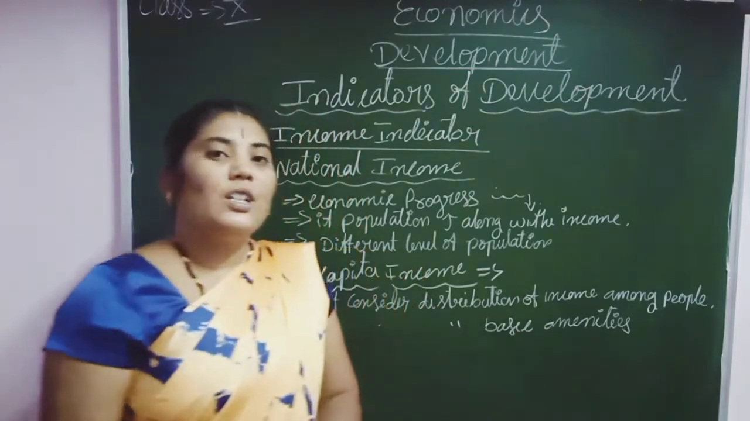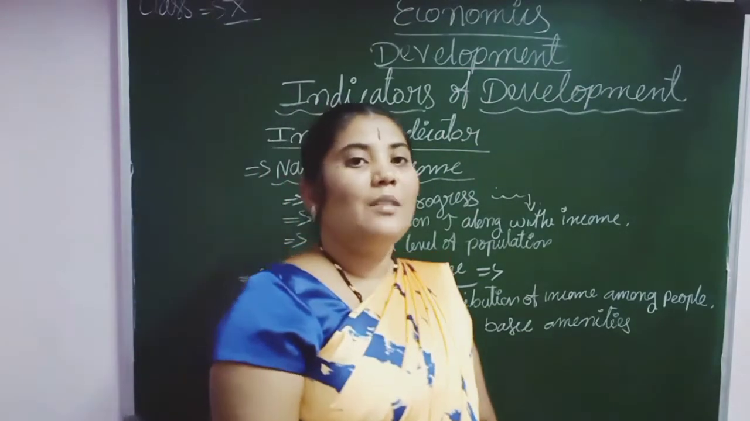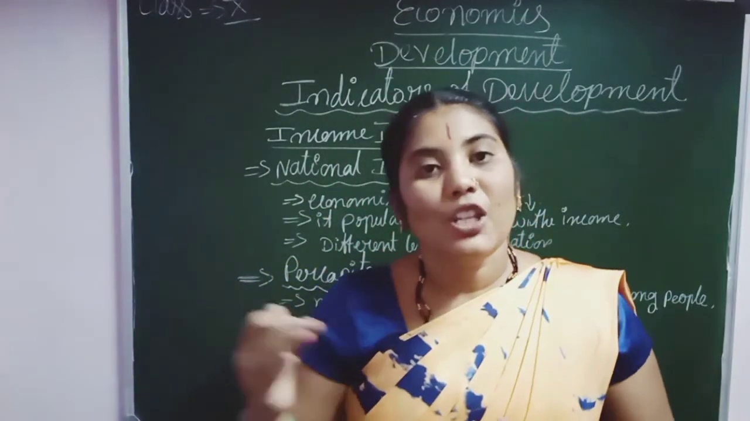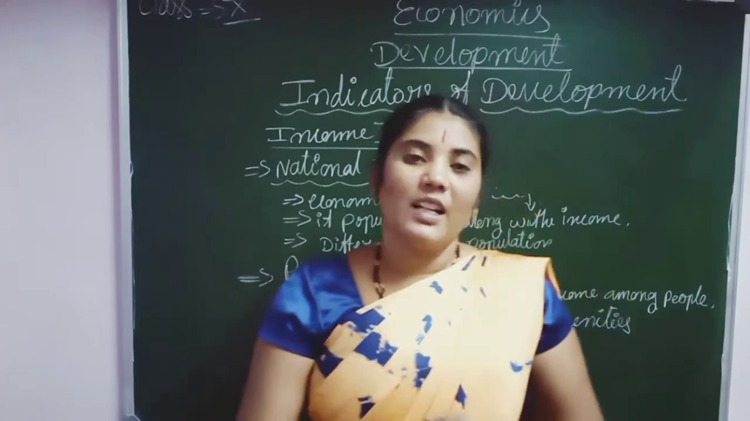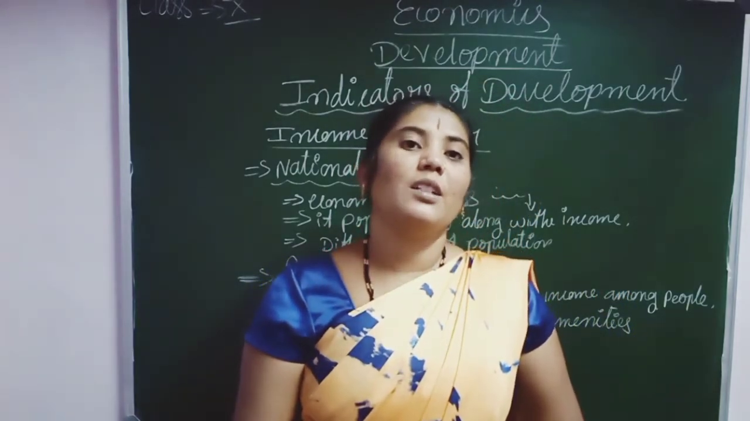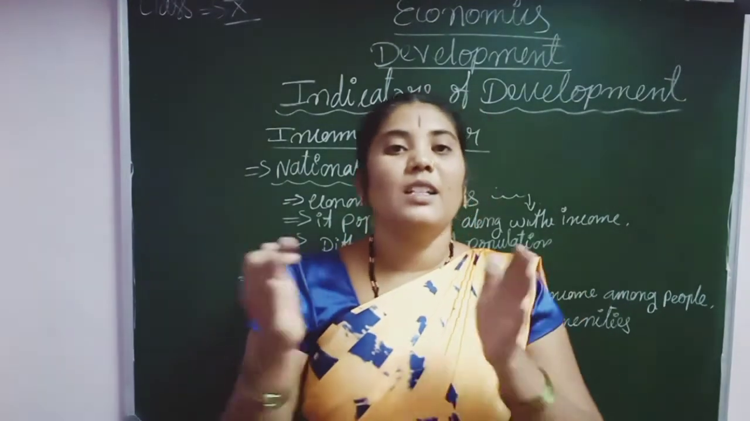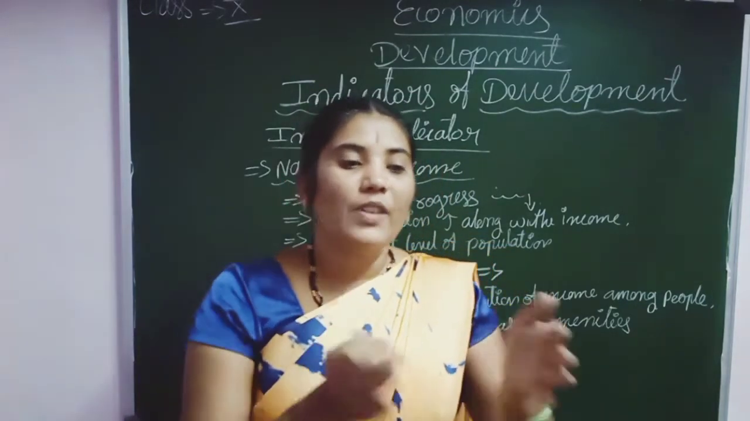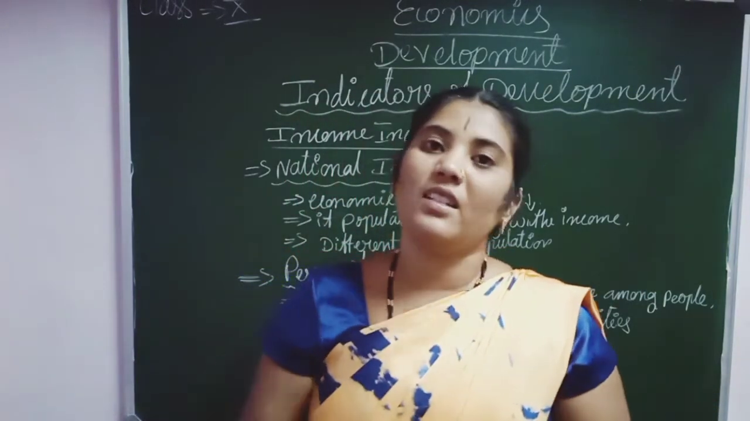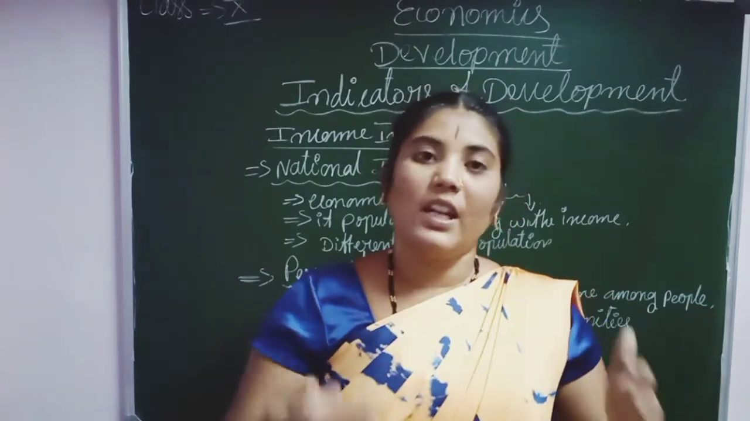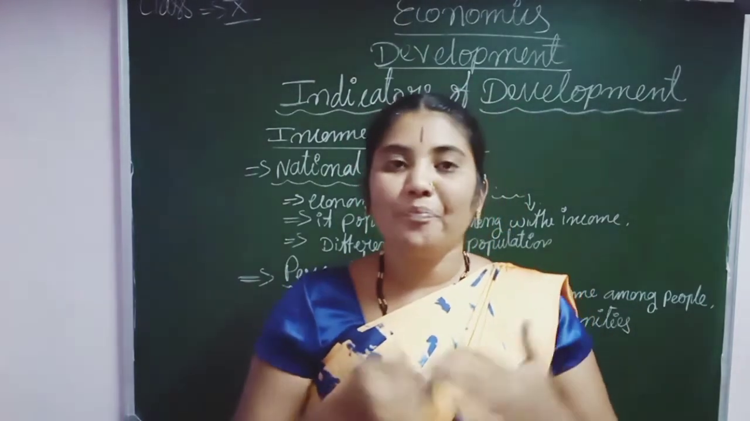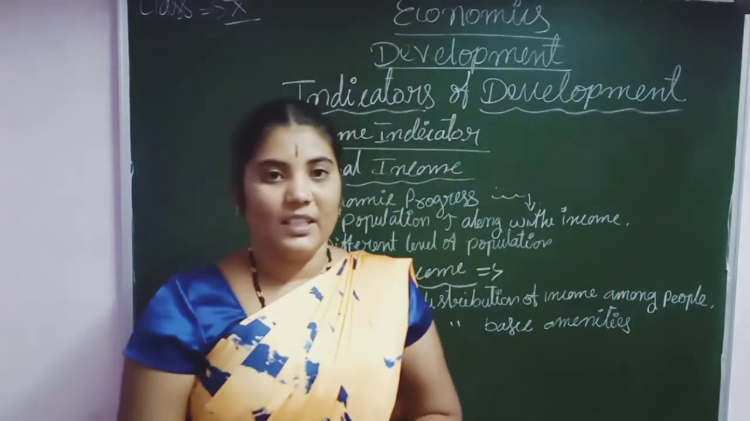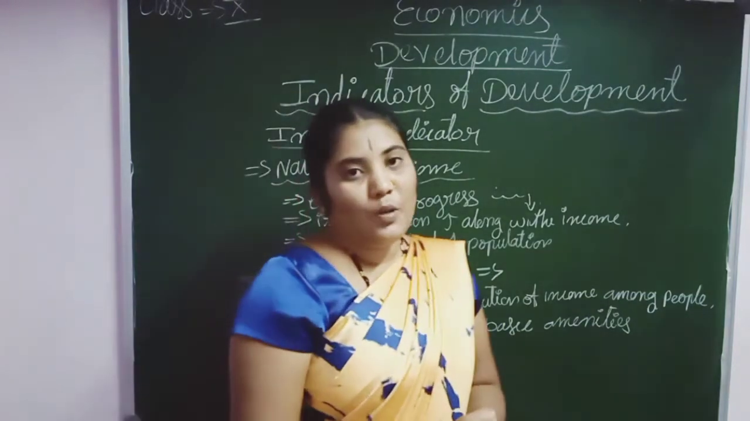But what is the meaning of national income? National income means the total value of goods and services produced in a country in a year, during a particular period. The value of goods and services produced in a country during a period is called the national income. The country which has more national income is considered a developed country, and the country which has very little national income is considered an underdeveloped country.